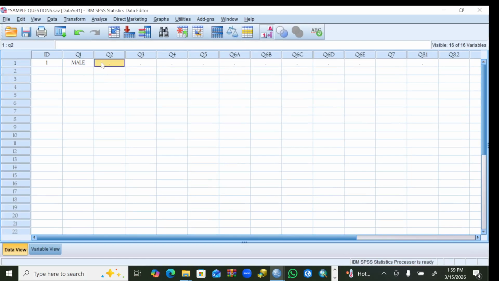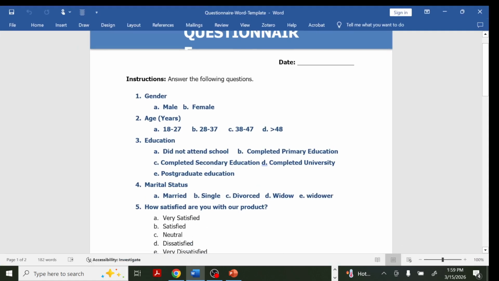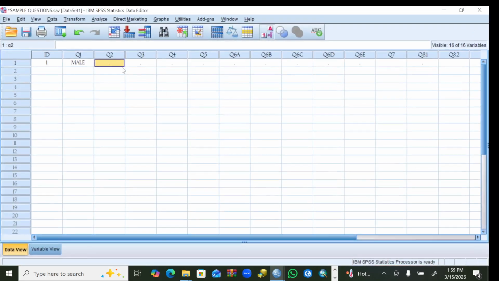And then question number 2 was about the age. When you go here, you see the age categories. Category number 1 is 18 to 27. Number 2, 28 to 37. Category number 3, 38 to 47. And number 4, more than 48. So here, let me just say this one is category number 3. Just put 3 here.